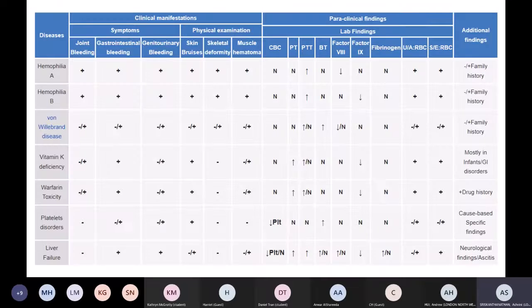And then on the next slide, I found this table quite useful, so I put this in there just to help you compare each of the different bleeding disorders and compare it to the different tests that you can do.